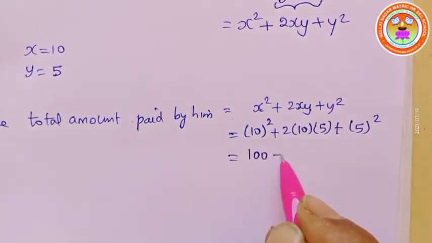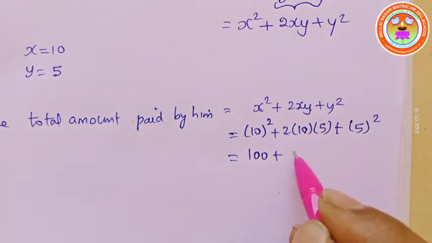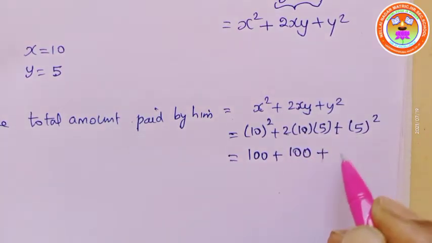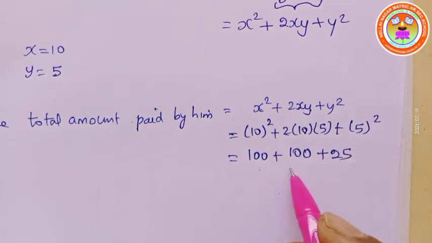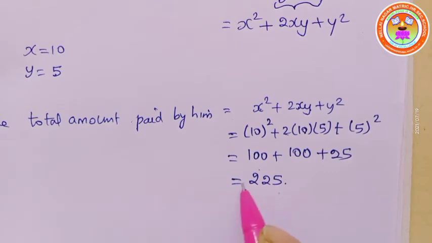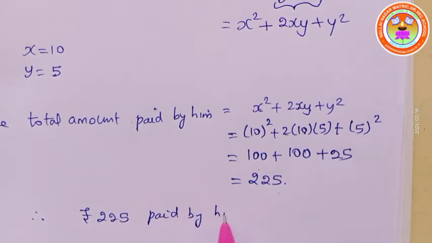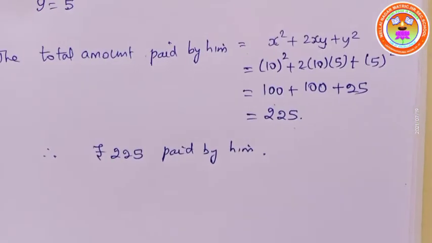10 squared is 100, 2 tens are 20, 20 into 5 is 100, plus 5 into 5 is 25. 100 plus 100 is 200, 200 plus 25 is 225. It's clear, students? Therefore rupees 225 paid by him. This is the end of the 10th question.